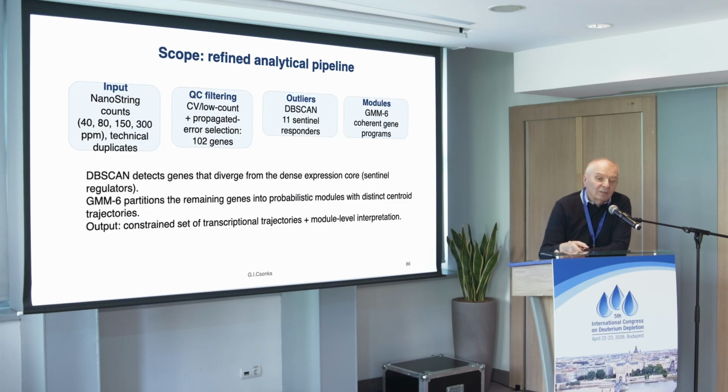So now we continue with the 102 genes, the high-fidelity genes, and we use DBSCAN to identify the sentinel outliers, and we do clustering, how these genes are clustering under deuterium concentration change, how they reorganize themselves, because they have an attack by the deuterium, and the cancer cell will reorganize its expression. This is the basic idea.